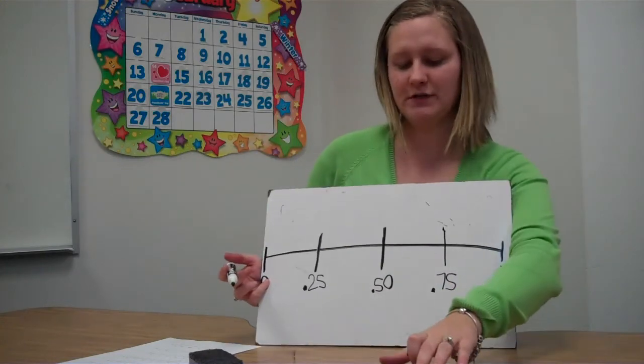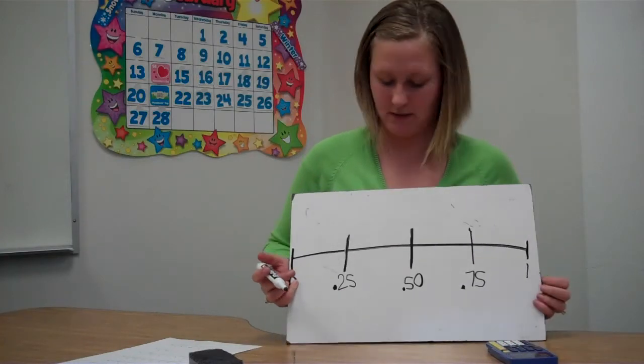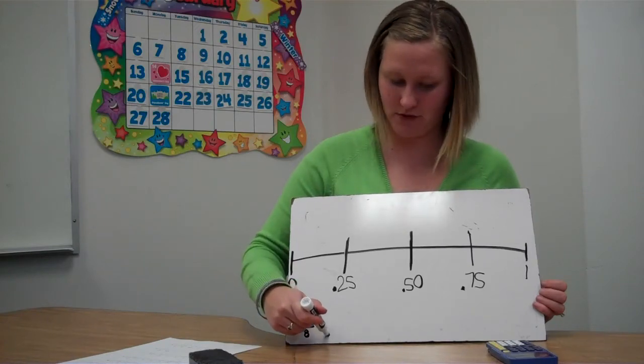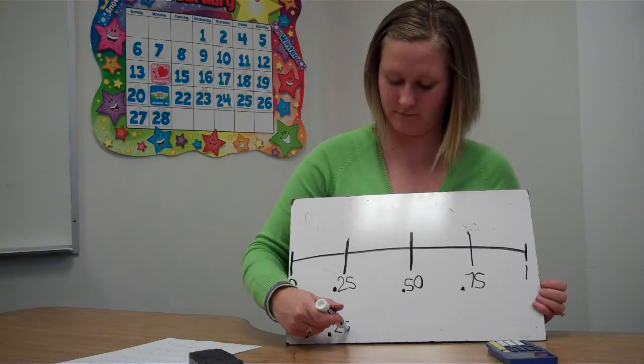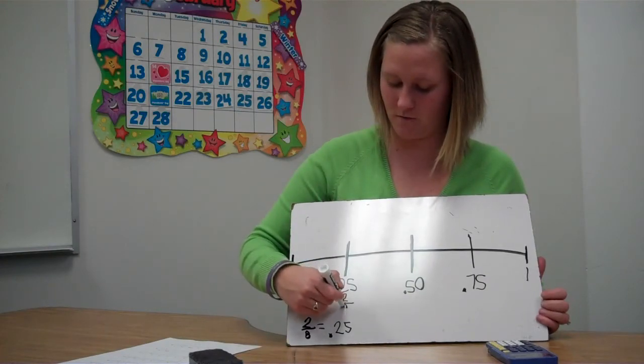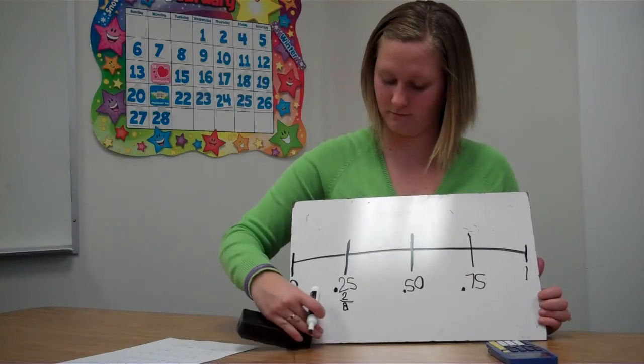So our very first fraction that we need to put in is 2/8. 2/8 as a decimal is 0.25. So you guys should know where to put that one. It should go right below your benchmark of 25.